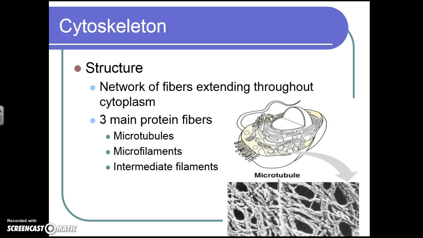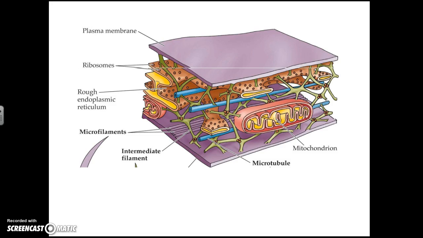So in terms of what they are, the ones that I really want you to focus on are the microtubules and microfilaments. Those are the ones that make up the major component. Intermediate filaments are things like actin and myosin, things that we're going to see within other structures of cells. But microtubules and microfilaments are the main ones that we want to know.